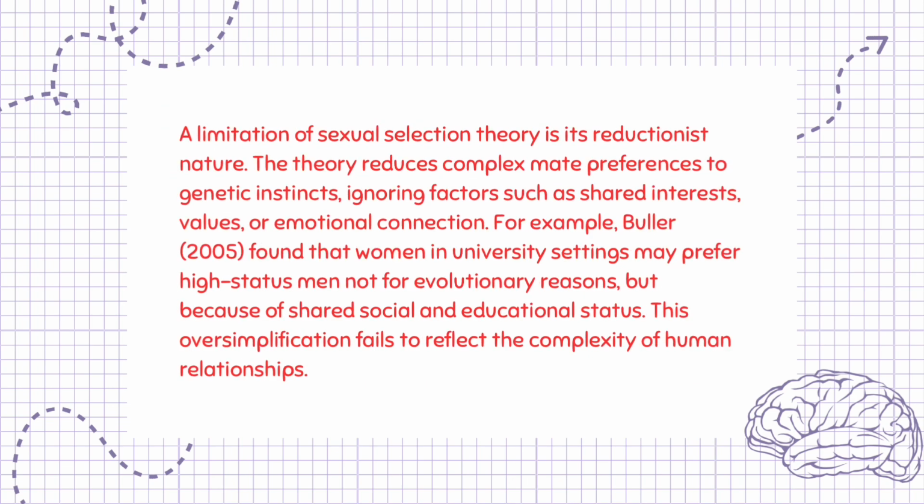A limitation of sexual selection theory is its reductionist nature. The theory reduces complex mate preferences to genetic instincts, ignoring factors such as shared interests, values, or emotional connection. For example, Buller, 2005, found that women in university settings may prefer high-status men not for evolutionary reasons, but because of shared social and educational status. This oversimplification fails to reflect the complexity of human relationships.